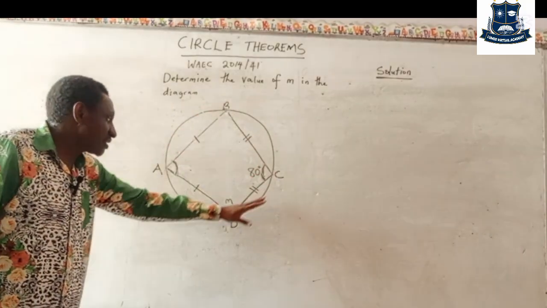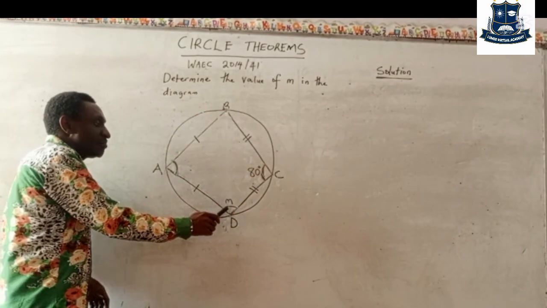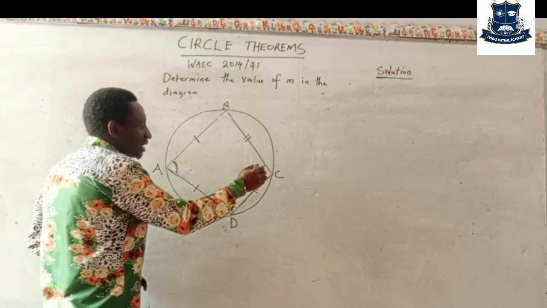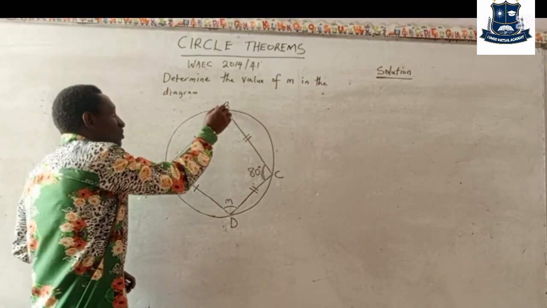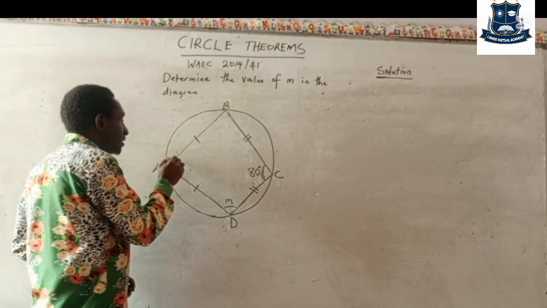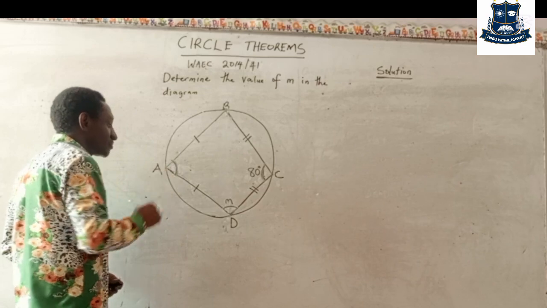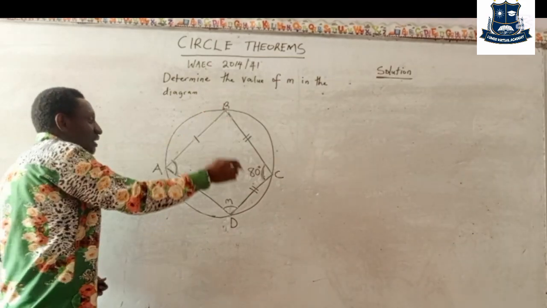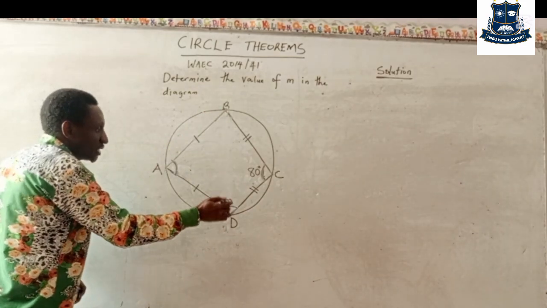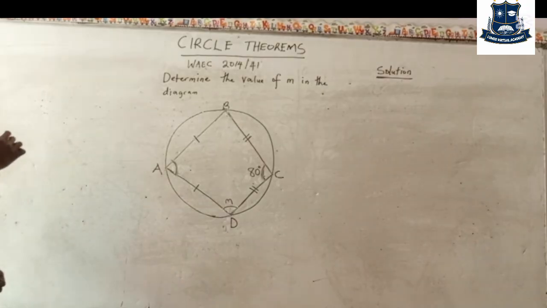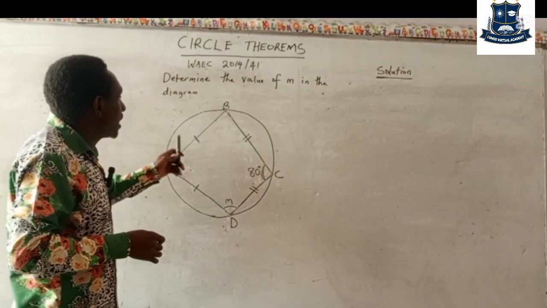Now we can see this diagram here. Here is m. The angle here is m, and the angle here is 80, and the other angles are not given. We have to find m.